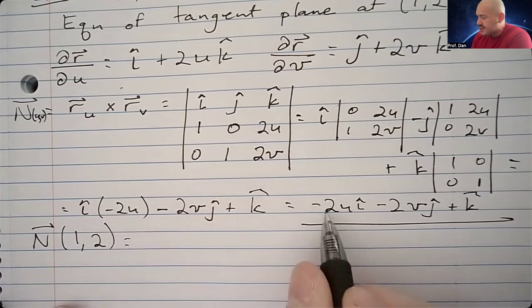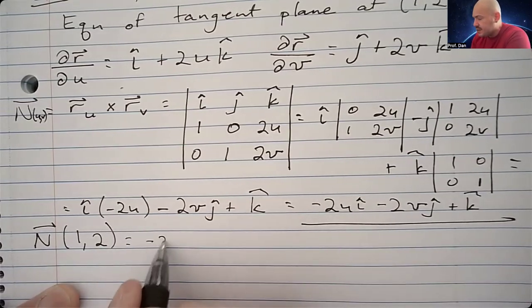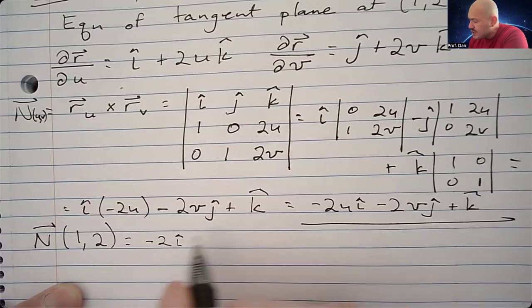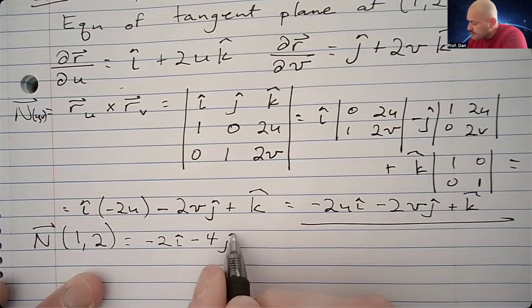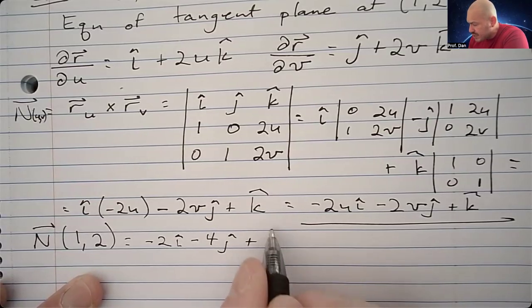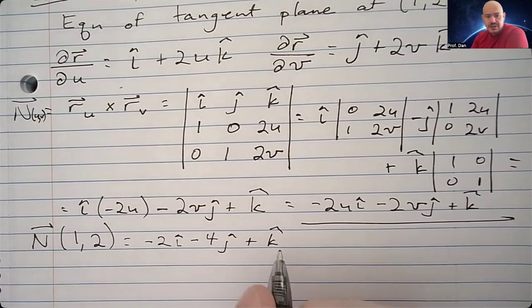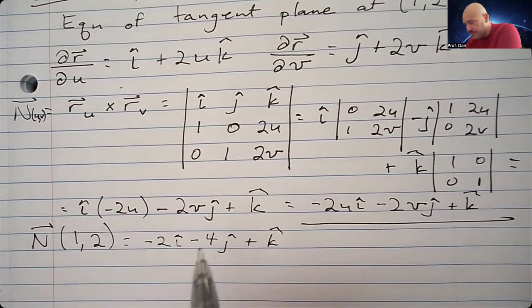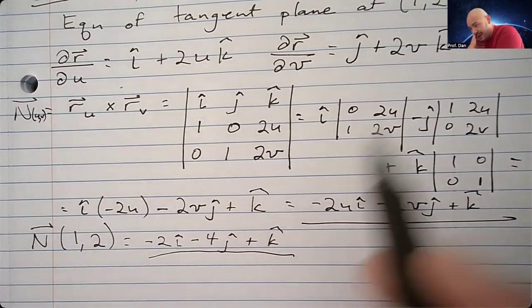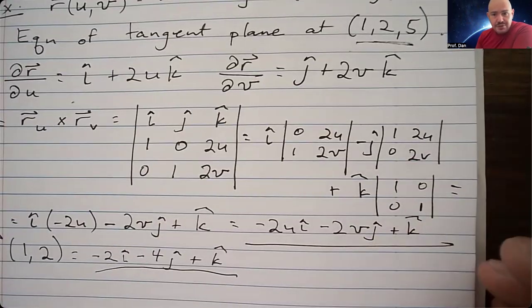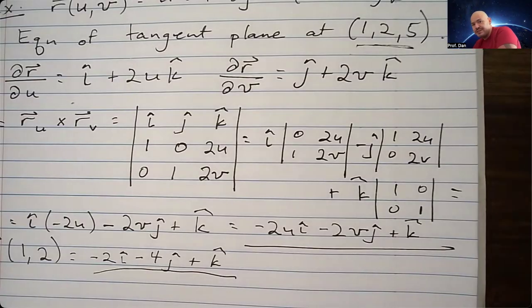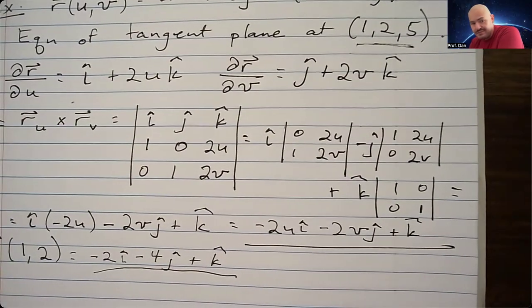If I plug those values in, I get -2 for my i component, -4 for my j component, and 1 for my k component. And there we go. That's the normal vector. Now that we have the normal vector and we know the coordinate that we want the tangent plane at, we have everything we need to write the equation for the tangent plane.